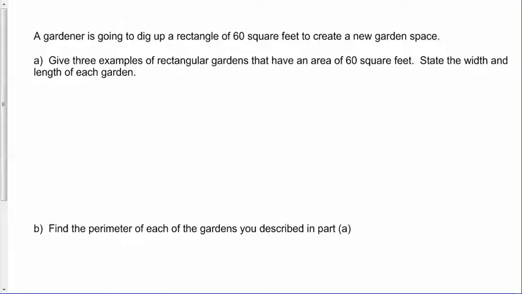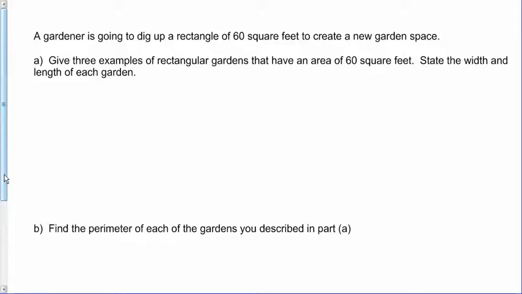A gardener is going to dig up a rectangle of 60 square feet to create a new garden space. Now, with that information, we're going to do three different things. First, we're going to give three examples of rectangular gardens that have an area of 60 square feet, and we're going to state the width and length of each garden. Then we're going to find the perimeter of each of the gardens that we described.